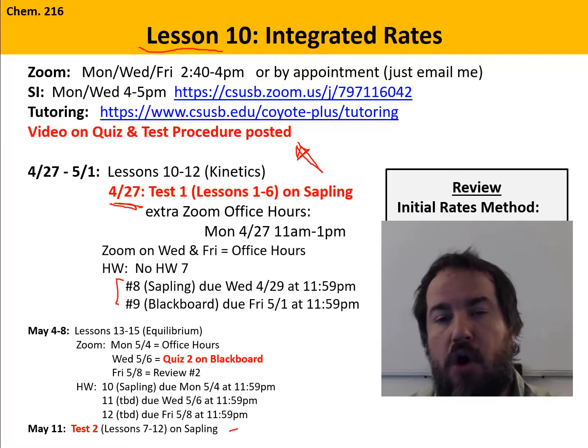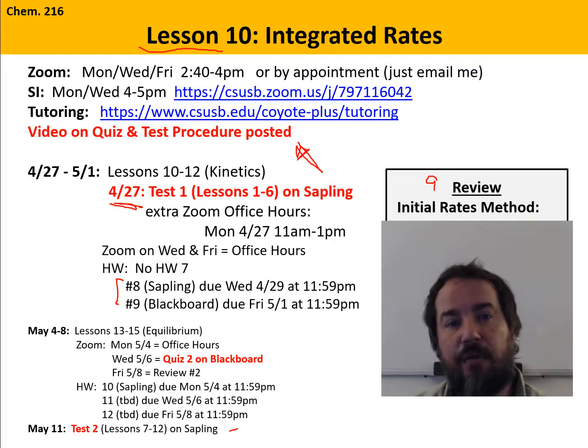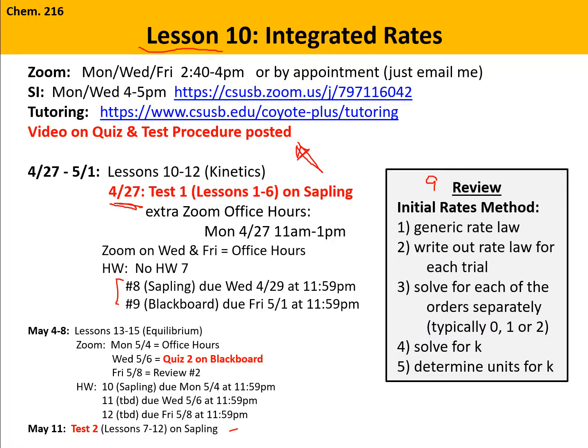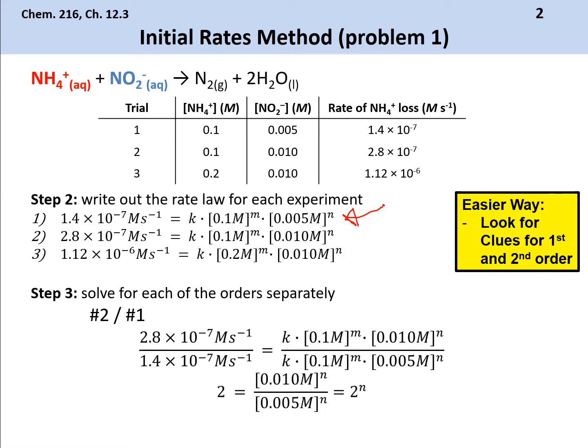But before we do that, let's look back on lesson 9 a little bit. In lesson 9, we used the initial rates method in order to determine the differential rate law. For instance, for this reaction here, we did this in class. We can figure out that the rate looks something like this. And so I can use number 2, number 1, and do some math to try to figure out what n is.